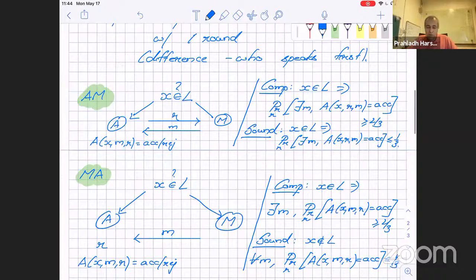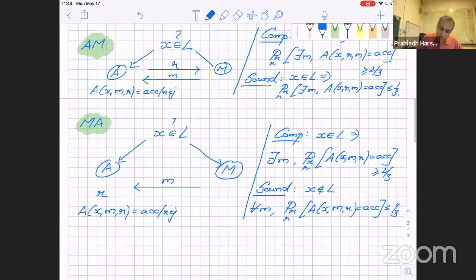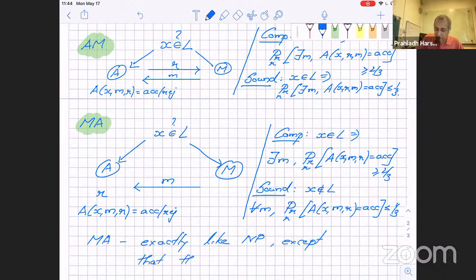Okay. Notice MA is exactly like NP, except that the deterministic verifier is replaced by a randomized verifier.